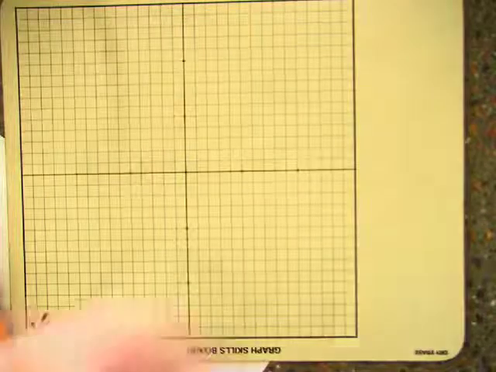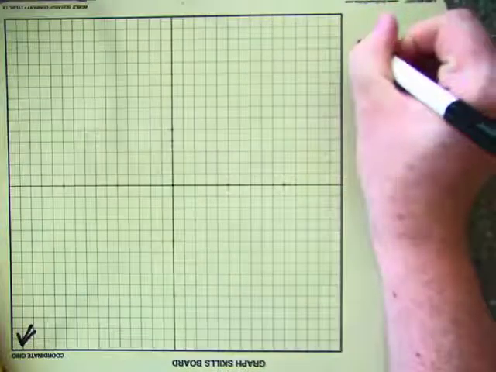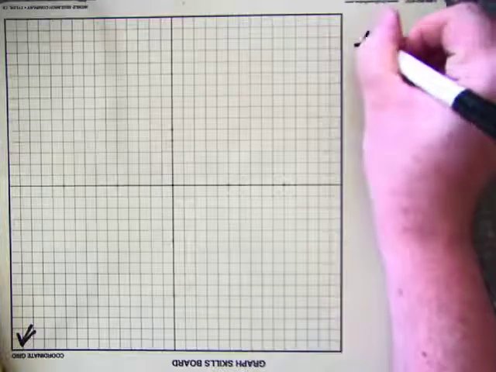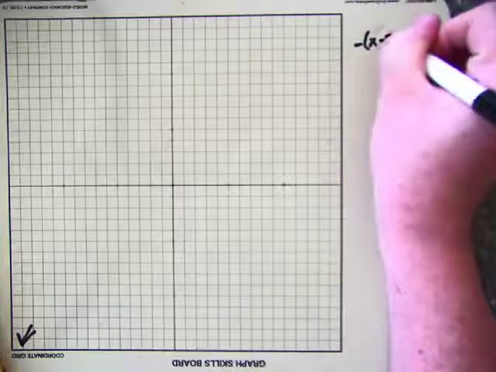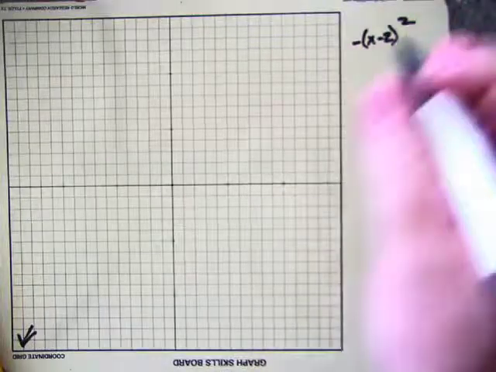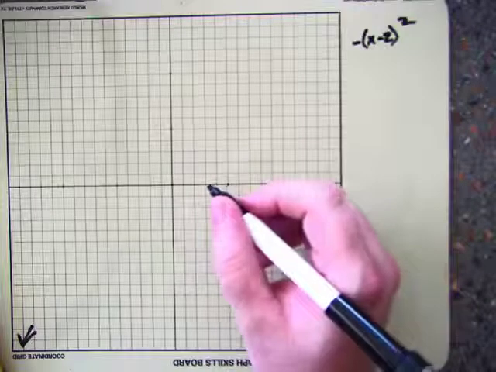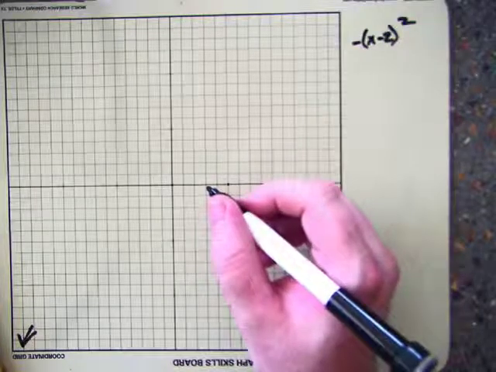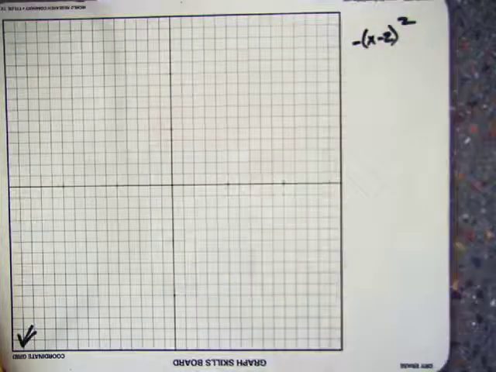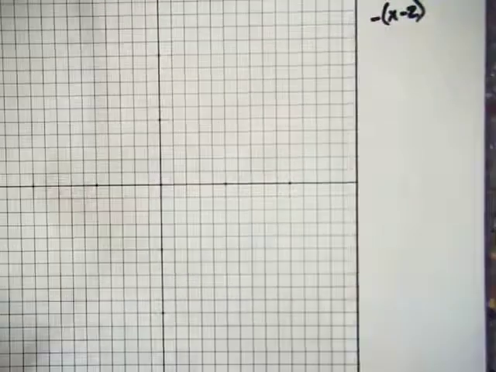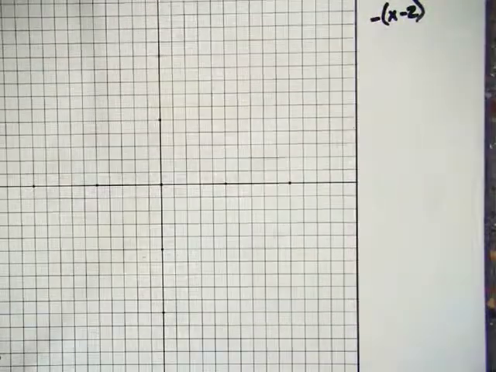Number 2 says negative (x minus 2) squared. Okay, well, let's simplify that out. Let's figure out what's going on. We've got to actually square that. So we're going to use some scratch paper here.